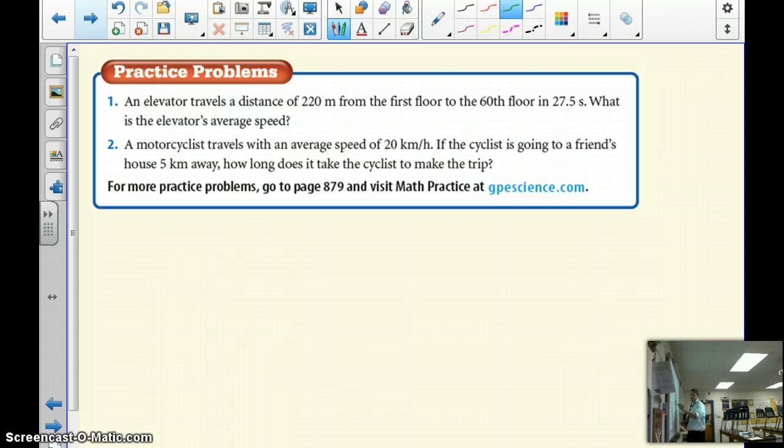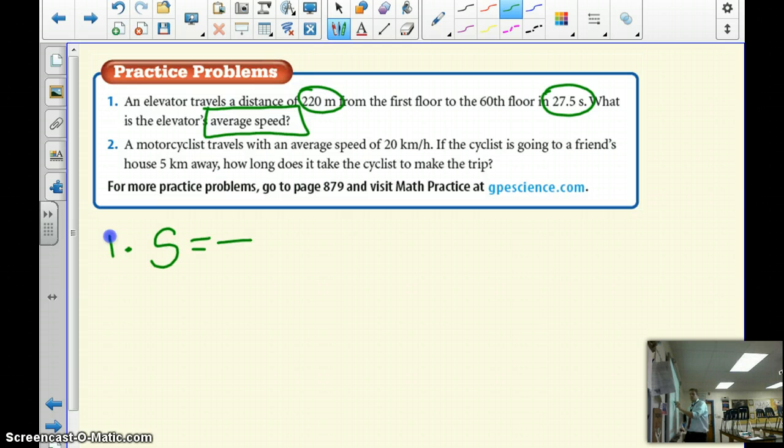So just write down or identify what is known in the problem. In number one, an elevator travels a distance of 220 meters from the first floor to the 60th floor in 27.5 seconds. What is the average speed? Right away, we know what we're looking for. We're looking for speed. And if you look in your notes, you know that speed is equal to your change in distance divided by the amount of time it takes that change to happen.